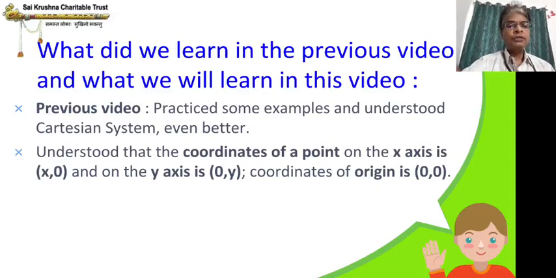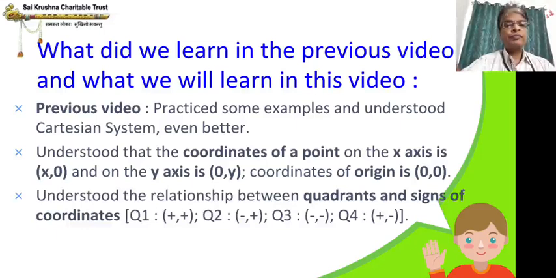If you have any doubts, go back to that video and understand it; it will be very easy to follow subsequent parts. We also understood the relationship between quadrants and signs of coordinates, quadrant 1 plus plus, like that. In the last part we understood which sign each quadrant signifies for each coordinate.